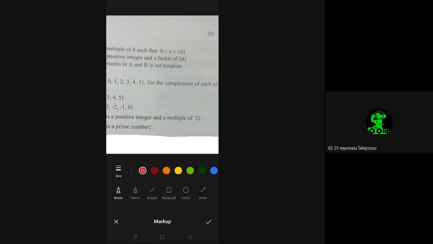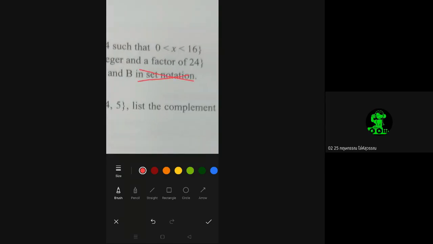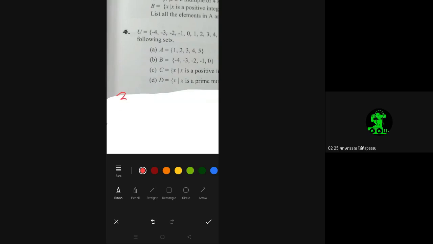Okay, question 3. x is a multiple of 4 such that x is more than 0 and less than 16. x is a positive integer and a factor of 24. List all the elements of A and B. It should be not set notation. It's already in set notation.